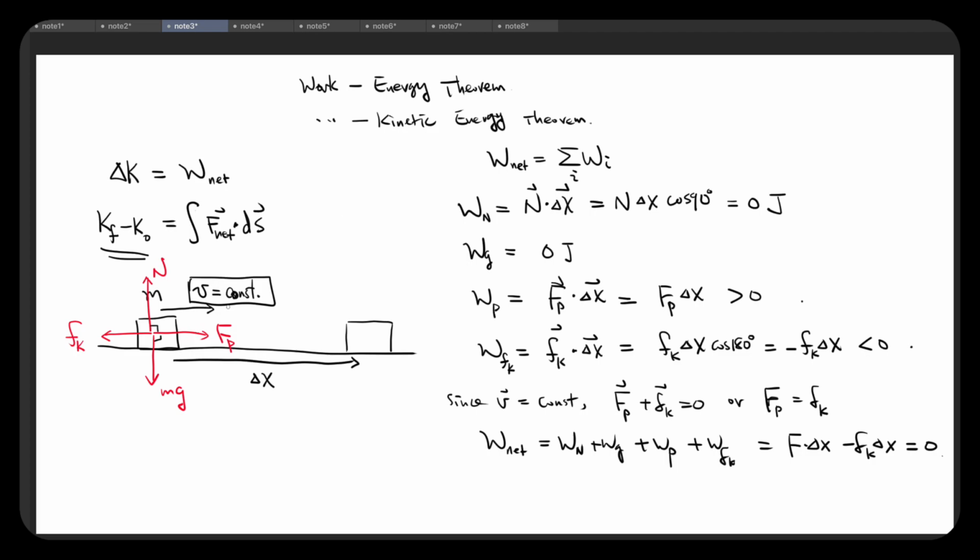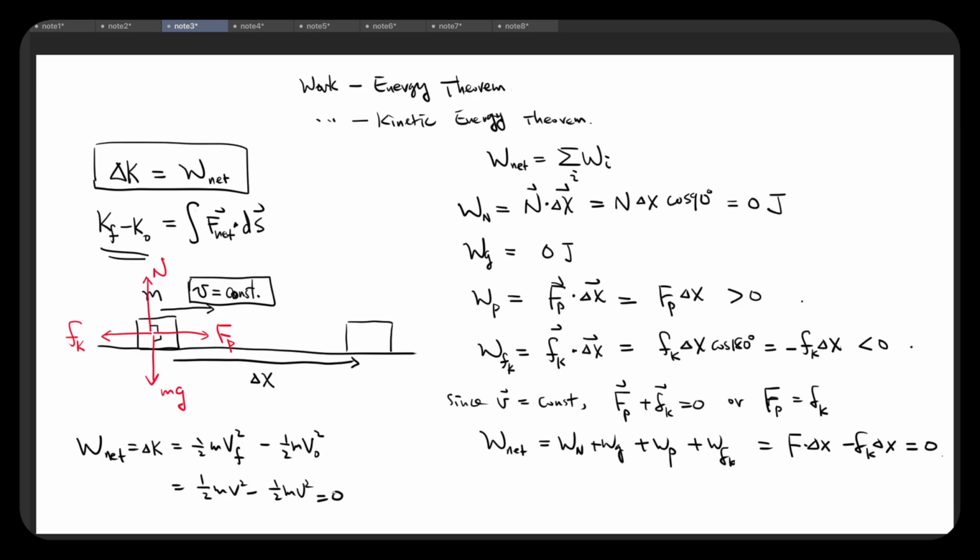Okay, but we can also think about the net work done by all these forces using the work kinetic energy theorem, because delta K equals W net, this equation. So we can say W net equals delta K, which is 1/2 m times final velocity squared minus initial velocity squared. Okay, and these two are equal, right? They're the same. So we get 0 here.